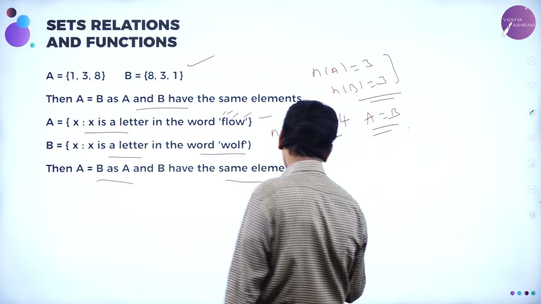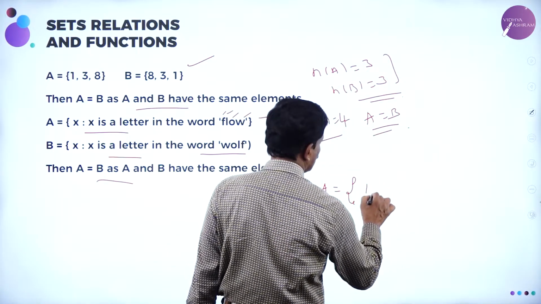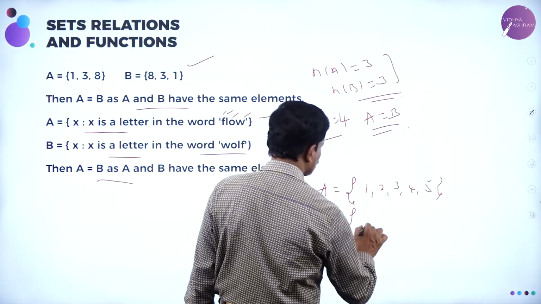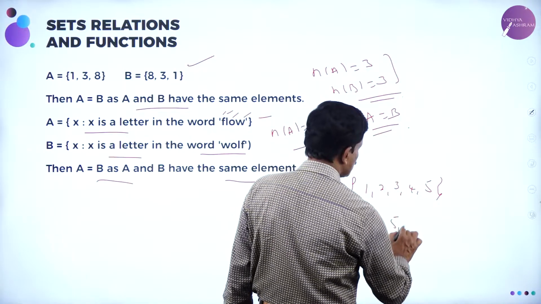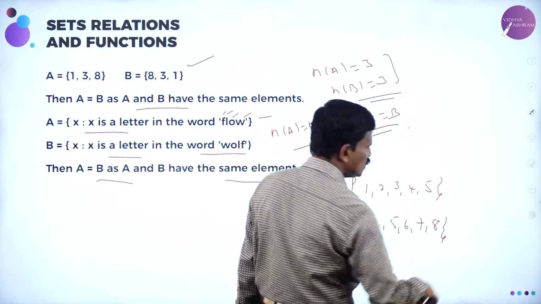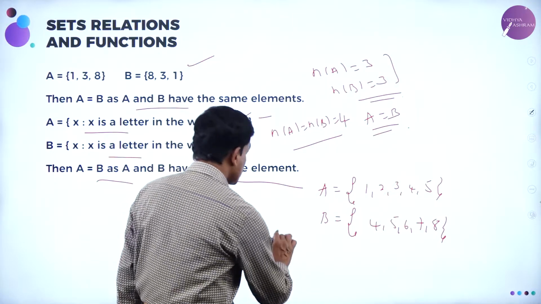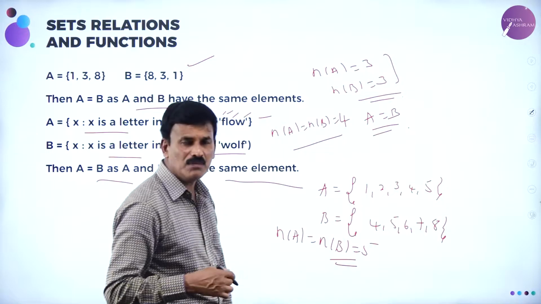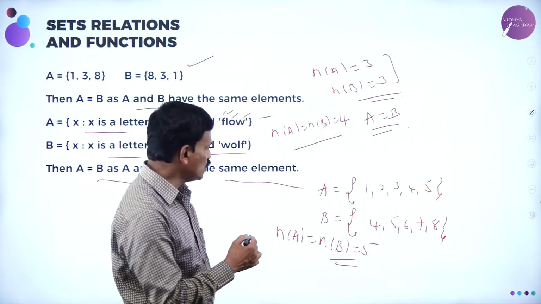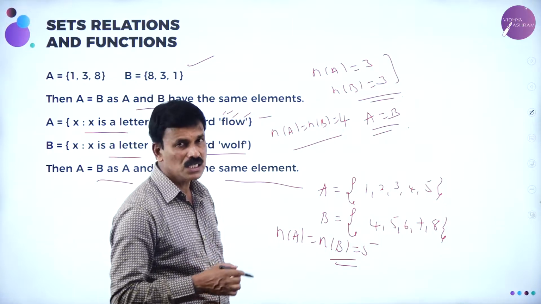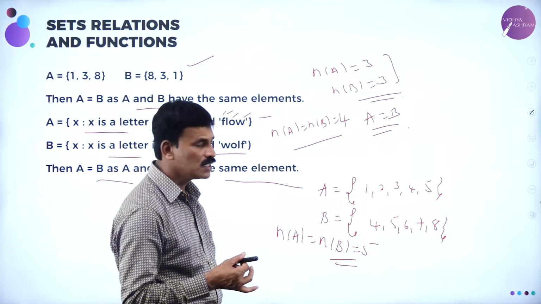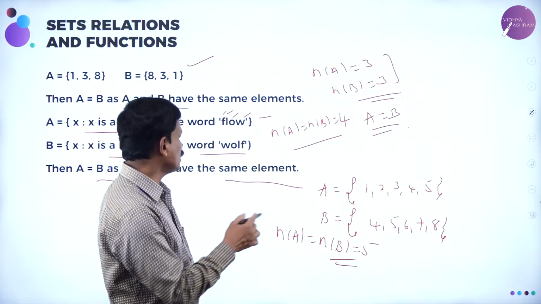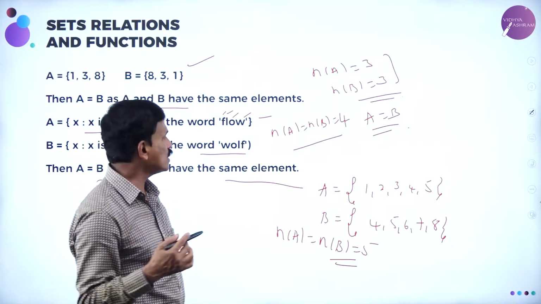Now, suppose a set A contains 1, 2, 3, 4, 5 and another set B contains 4, 5, 6, 7, 8. In these two sets, the number of elements is the same, n(A) is equal to n(B) is equal to 5. But the elements are not the same. They are equal in size but not equal sets. The cardinalities are equal but the sets are not equal. See the difference between this and this. Right. Now, let us come to the next one.